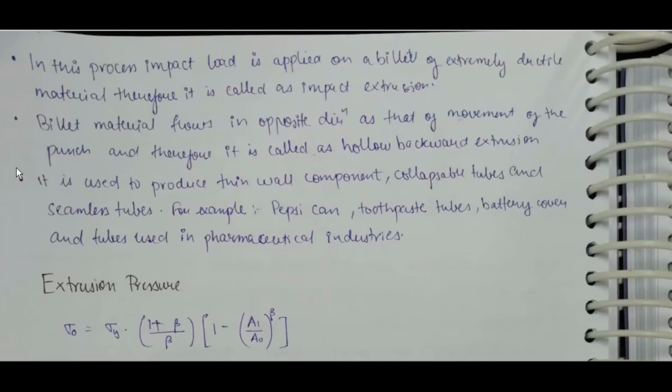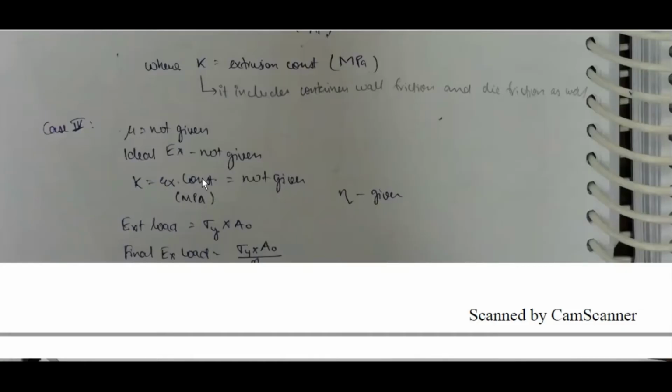Forging: top die movable, bottom die stationary, initial D0, final DF, H0 initial, HF final. Volume before is equal to volume after. Pi by 4 D0 square into H0 is equal to pi by 4 DF square HF. DF is equal to D0 root H0 by HF. HF is equal to H0 D0 by DF square.